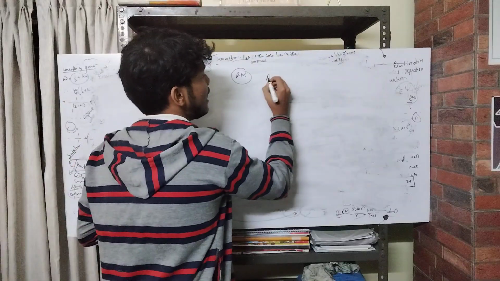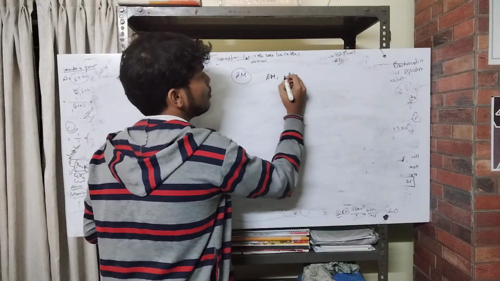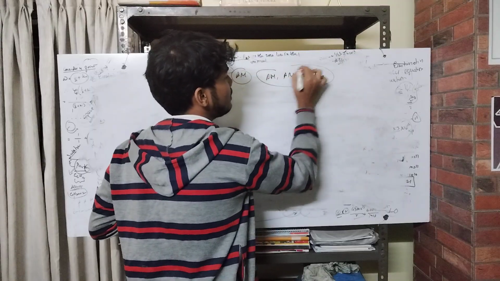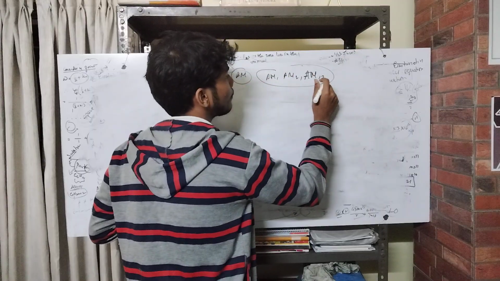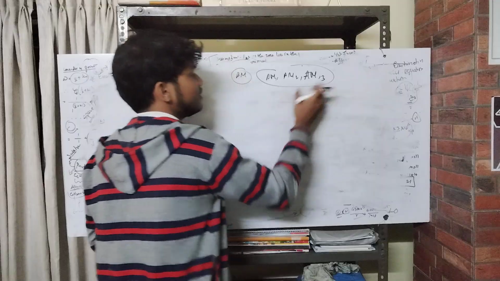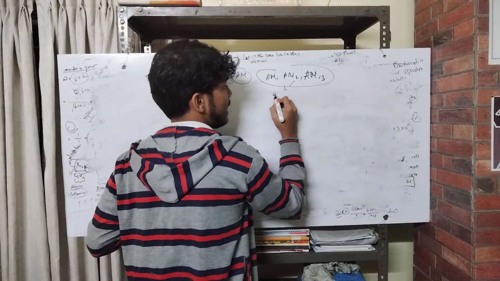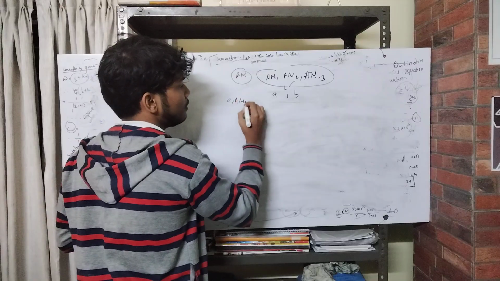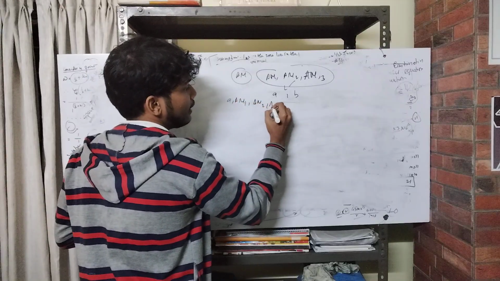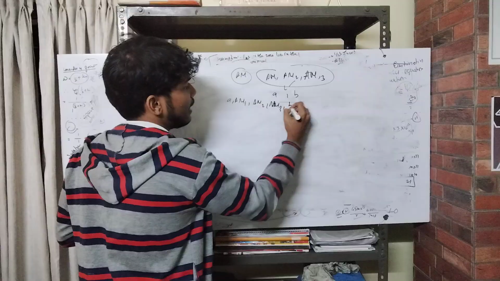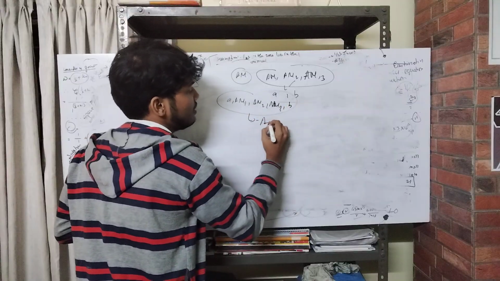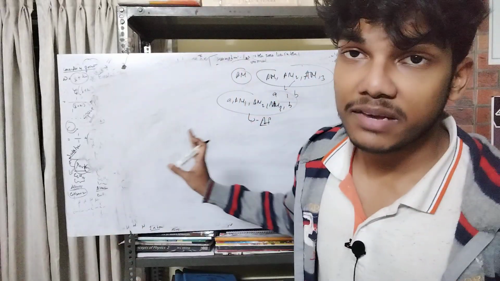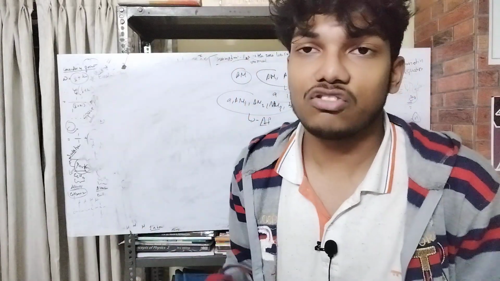Means am1, am2, am3, if these are the arithmetic means between a and b, then in this case am1, am2, am3 and b will make a specific arithmetic progression. This is the mean concept of both arithmetic and geometric mean.